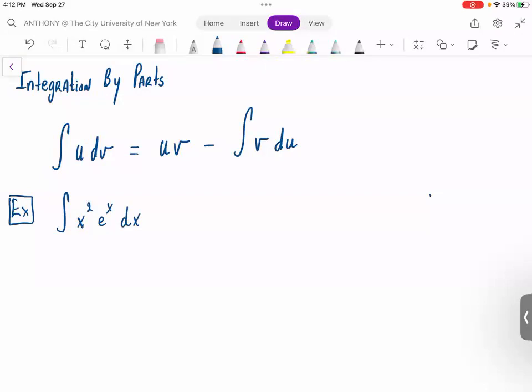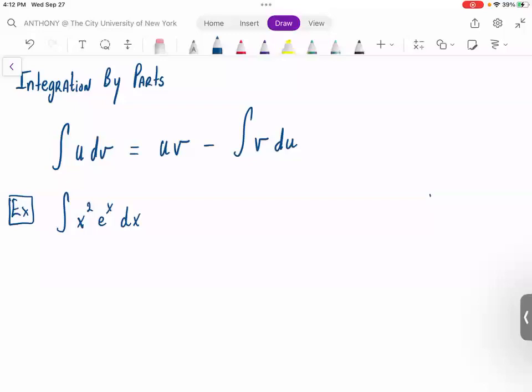Essentially, whenever you tackle integration by parts, you choose your u in such a way that you know finding its derivatives is easy. In this example, the derivative of e to the x is easy, because the derivative of e to the x is e to the x, but that won't be the case here. Our u will be x squared.